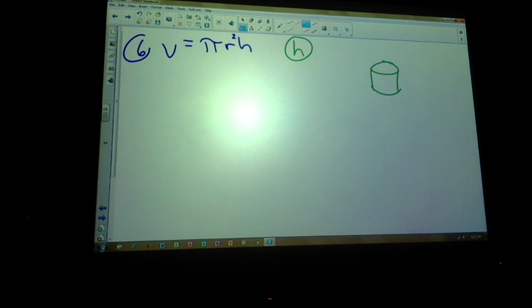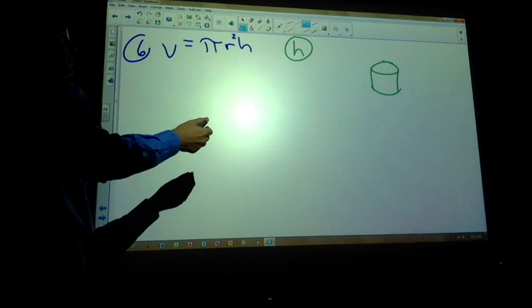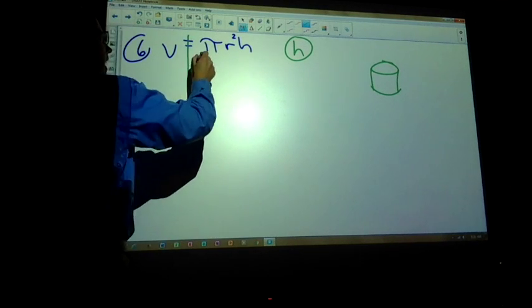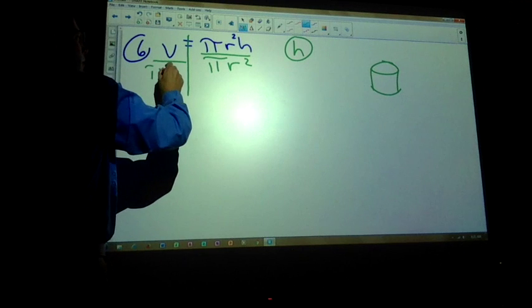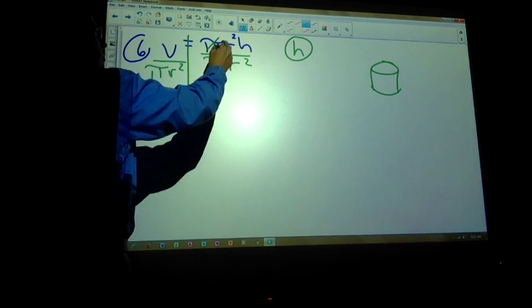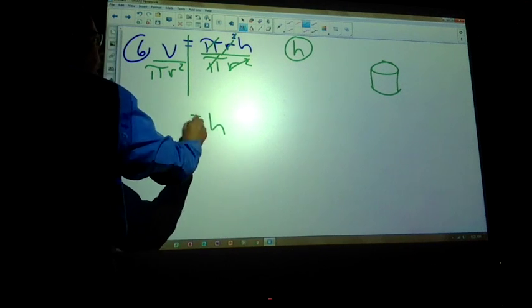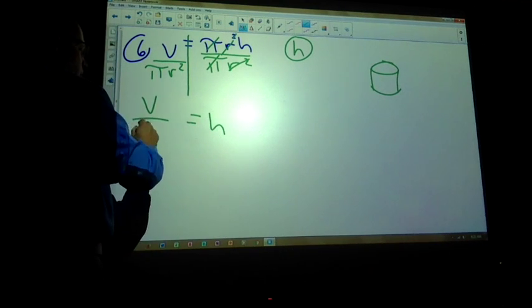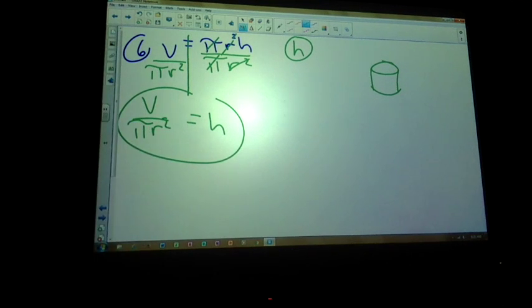Okay, so I want to solve for h, and you just told me that pi, r squared, and h are all being held together by multiplication. So if I divide each side by pi r squared, which is the area of a circle, then I get h is equal to v over pi r squared. Good job, Leo. That's it.